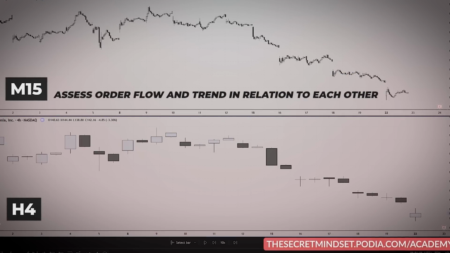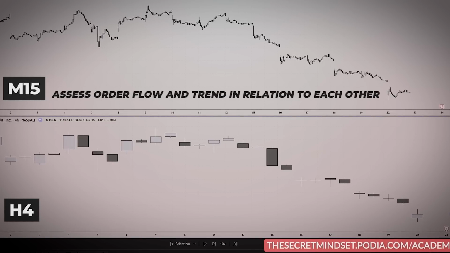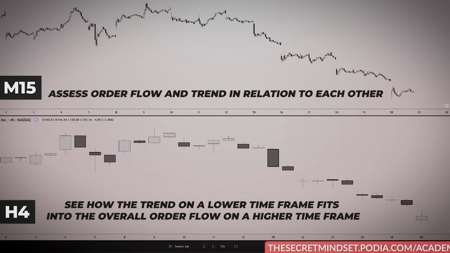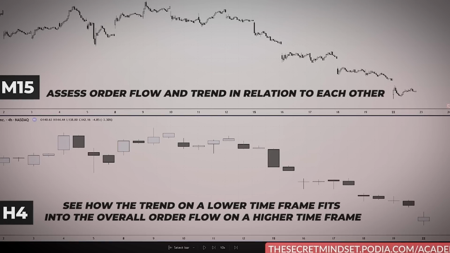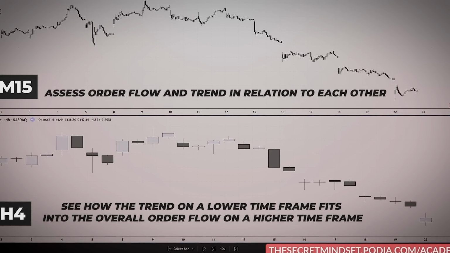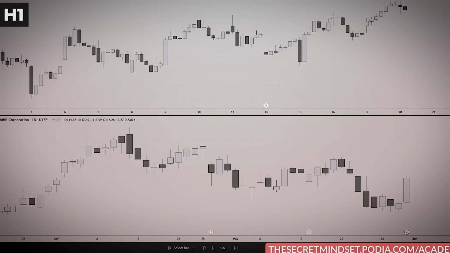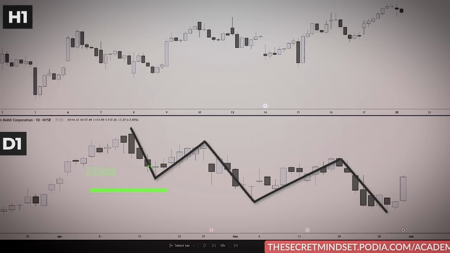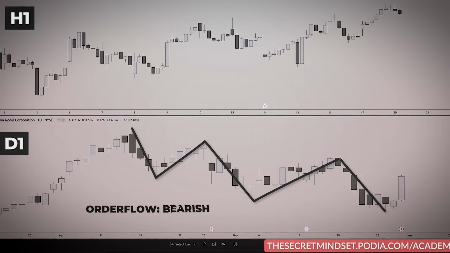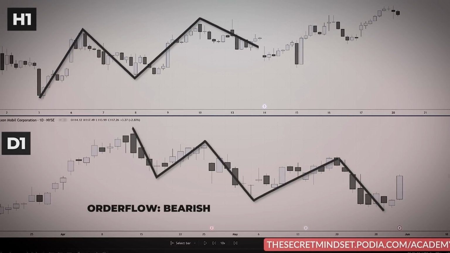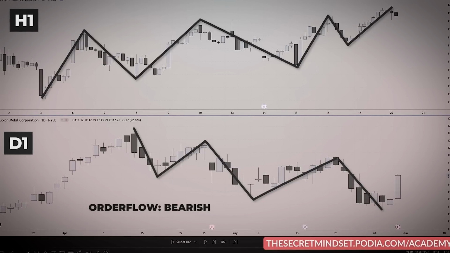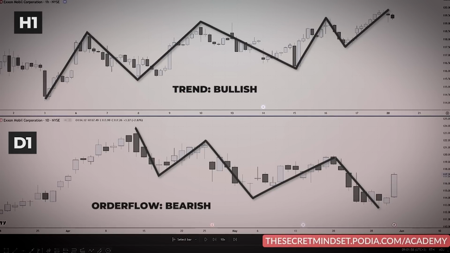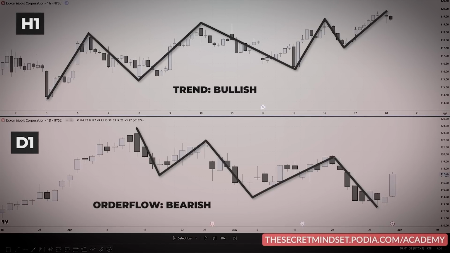This is where multi-timeframe analysis comes into play. By looking at different time frames, you can see how the trend on a lower time frame fits into the overall order flow on a higher time frame. Let's say the order flow on the daily chart is bearish, making lower lows and lower highs. However, when we zoom into the 1-hour chart, we see that the current trend is actually making higher highs and higher lows. This is a common scenario that occurs when the order flow is pulling back.